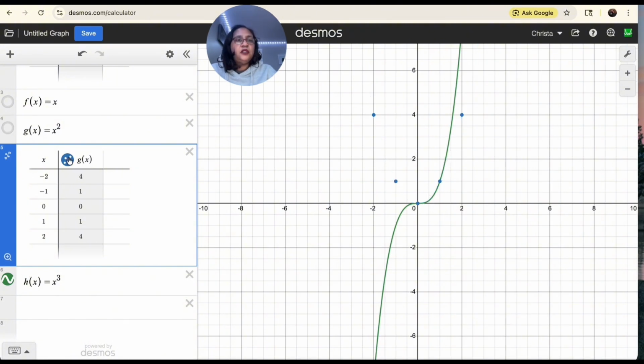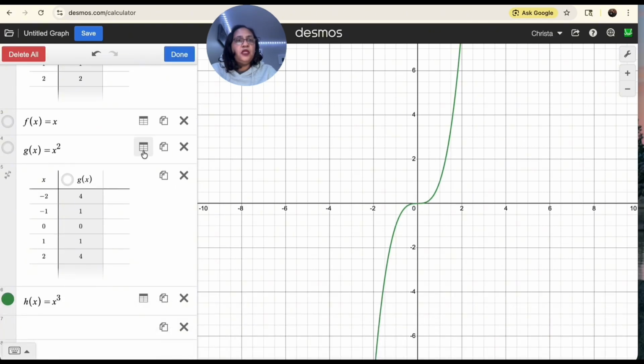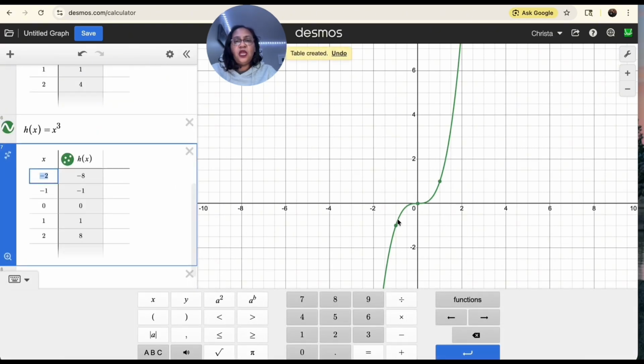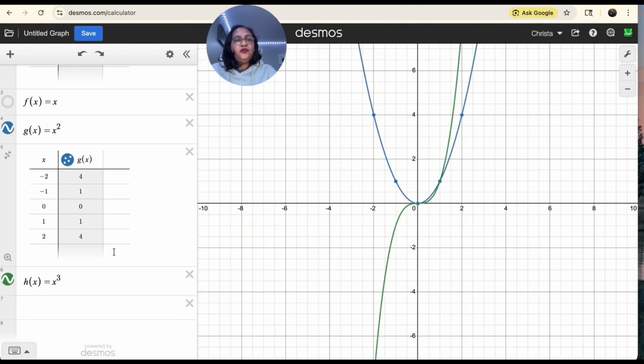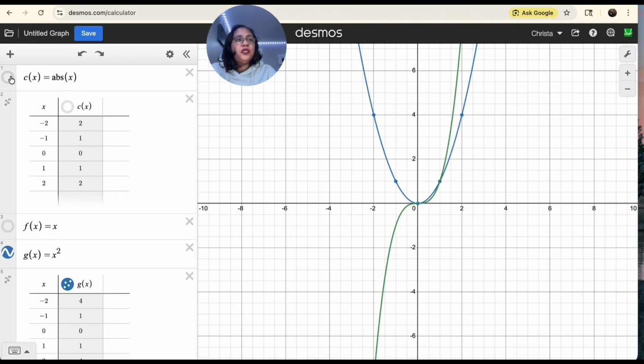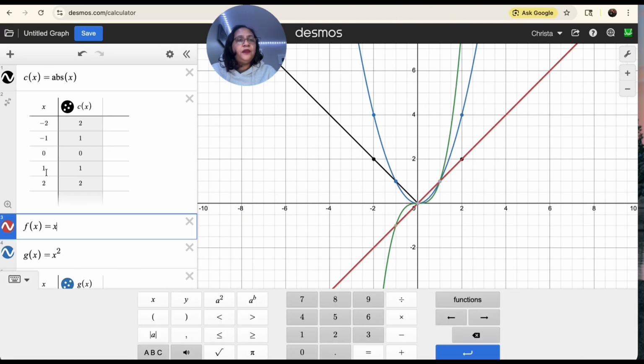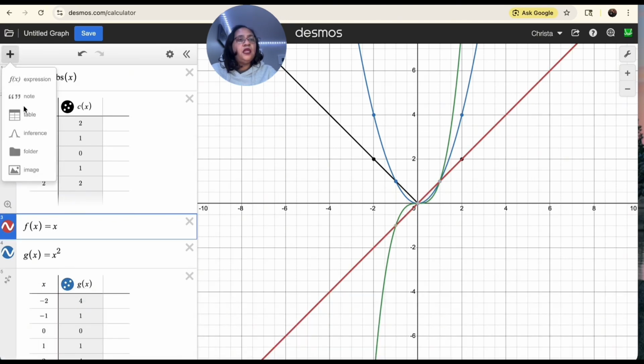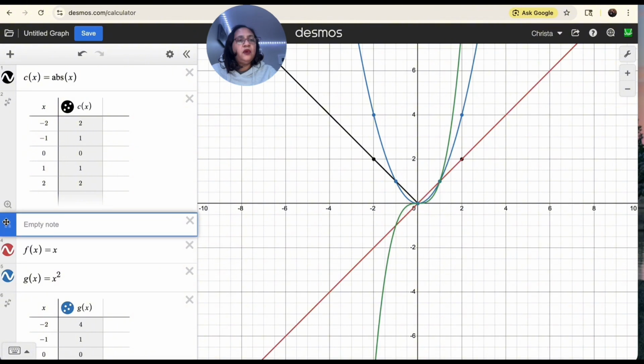So I'm going to actually just talk about the cubic function here, and I'm going to put the table in for that so you can see what that looks like. Okay, so what do you think will happen when I show the table for x cubed, right? The cubic function. Now, also, I can label these, right? So I can actually write these out. So let me turn them all back on and show you the labeling function. So you can add in a note, right? And I'm going to move that there. So this is the absolute value function.